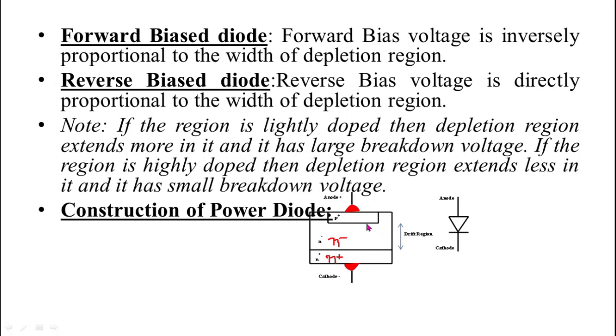Because of this N- layer, power diodes are called PIN diodes, because this N- layer is nearly intrinsic. That's why power diodes are also called PIN diodes, and this N- region is responsible for the high breakdown voltage of power diodes.